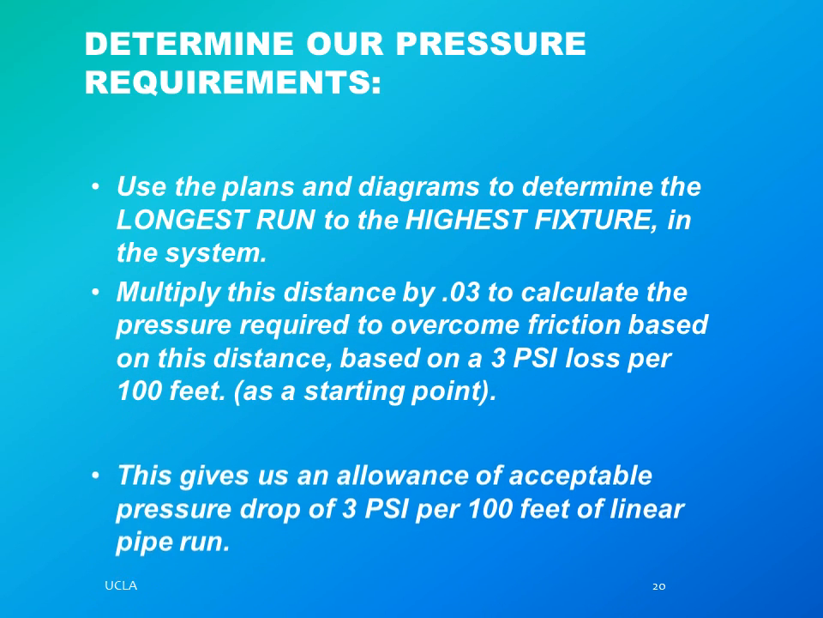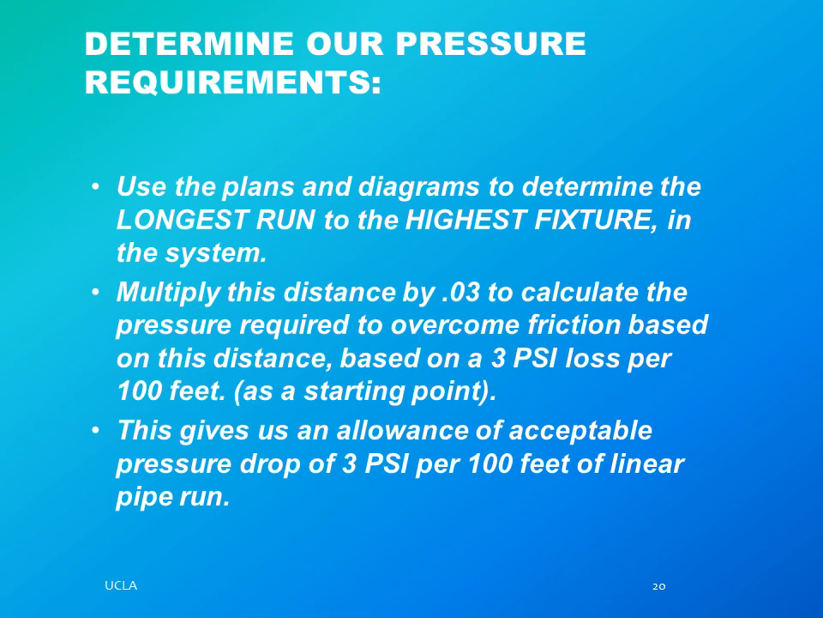So to determine our pressure requirements, we use the plans and diagrams, and we determine the longest run to the highest fixture in the system. We multiply this distance by 0.03 to calculate the pressure required to overcome friction based on that distance. This is based on a 3 psi loss per 100 feet. And this is a starting point. You don't have to use 3 pounds per square inch per 100 feet, but that's an acceptable number.